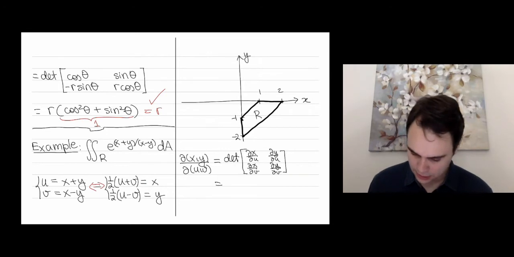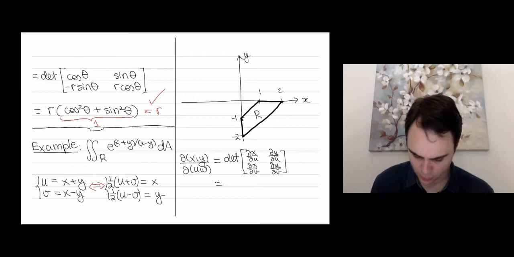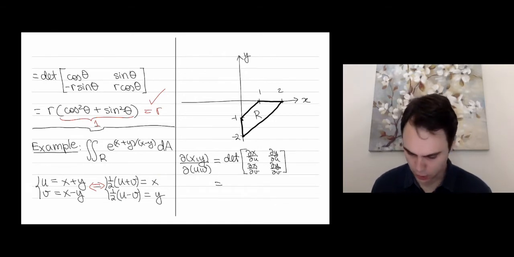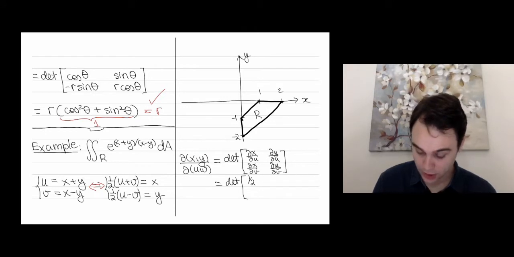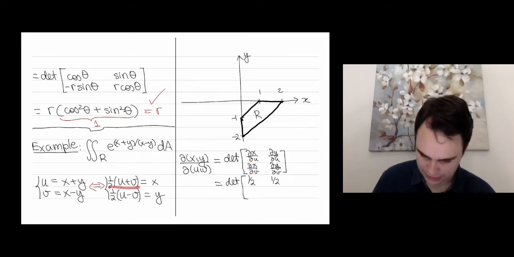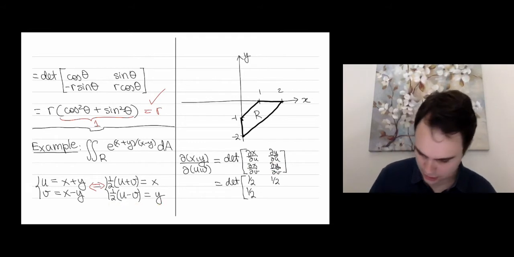All right. Now what's the u partial of x? So here I have x and y expressed in terms of u and v. So the u partial of x is just a half. Now the u partial of y is also a half. The v partial of x, again a half. And finally the v partial of y, that's minus a half.